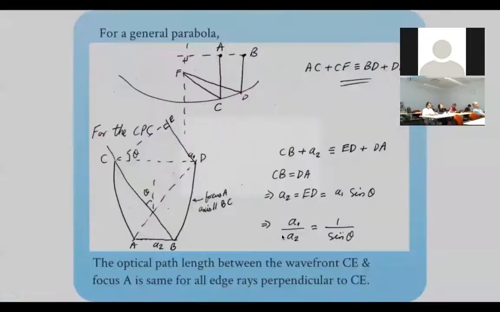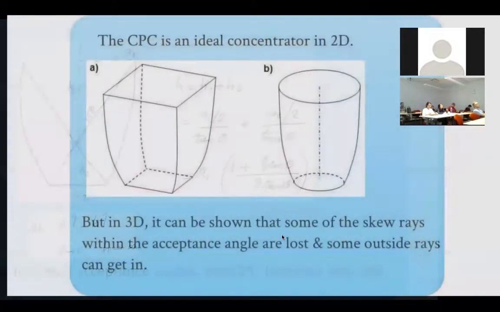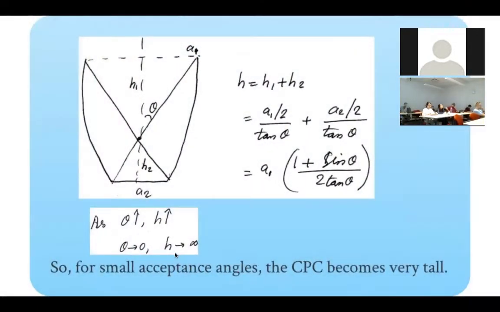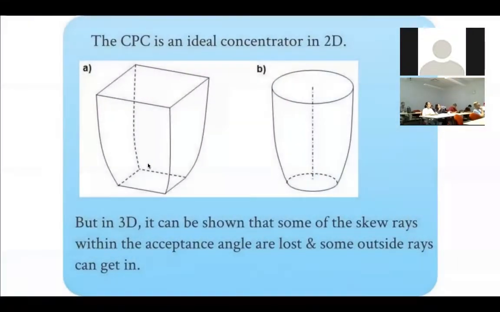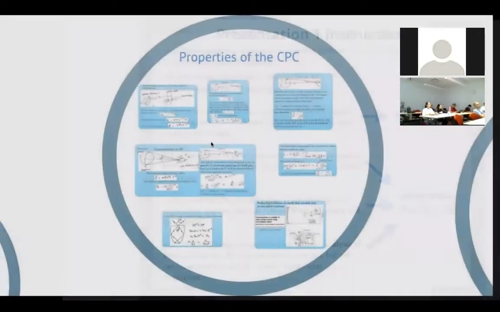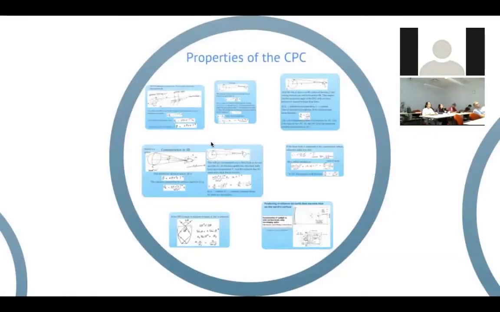We also saw from here that in order to increase the concentration factor and reduce the acceptance angle, we have to increase the height of the CPC as well. So it's a simple geometry. But today, we also talked about 3D. Today, I want to focus a little bit on the properties of the CPC and gain some additional insight into this.